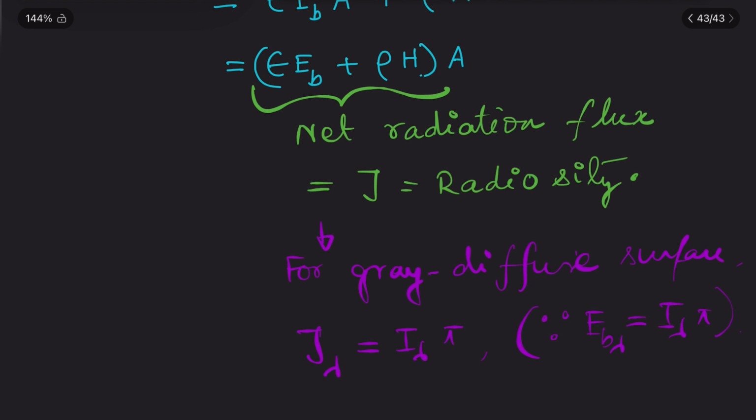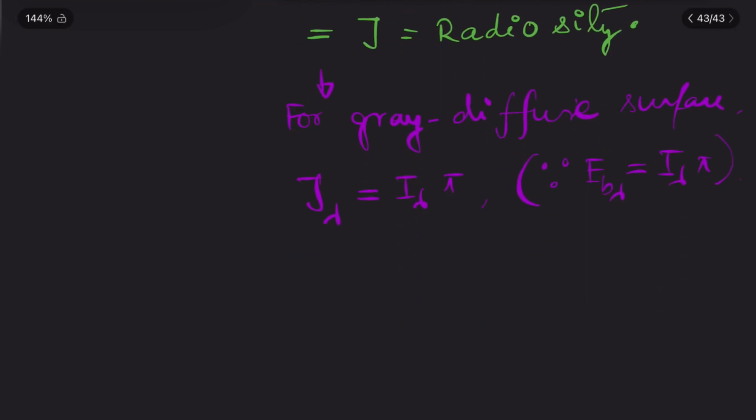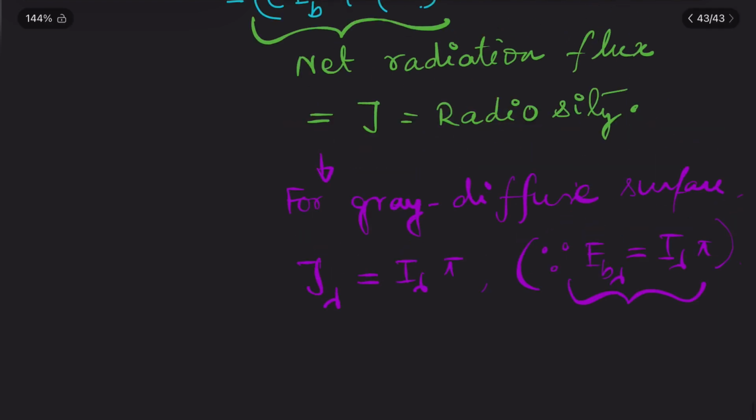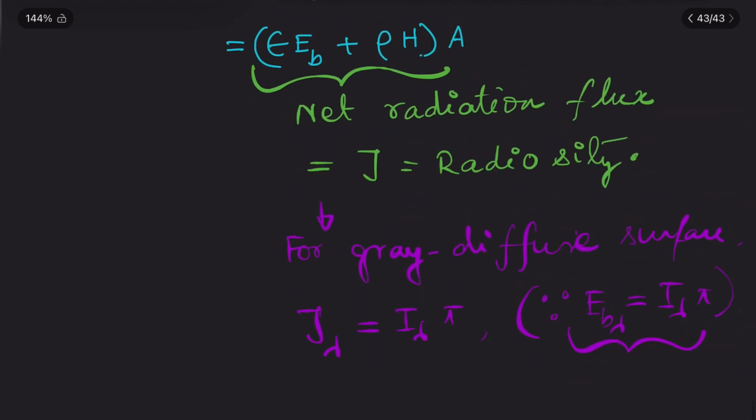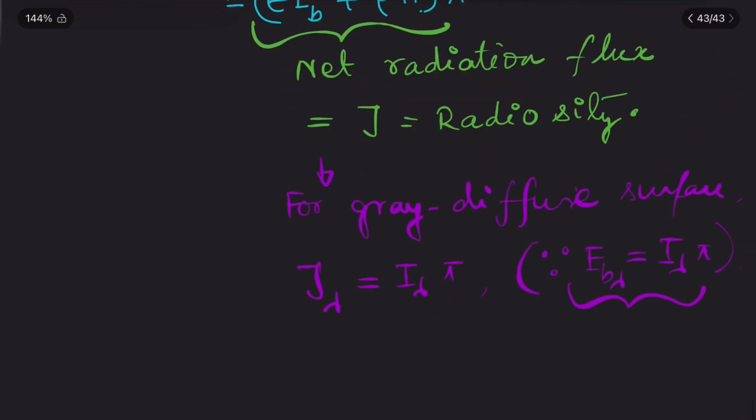When I say gray diffuse surface, then I have to integrate it over the solid angles, and my E_B and H will not depend on the directions. That is why I can take those out of the integral. It is the same procedure as when we proved this one, so I am not doing it again.